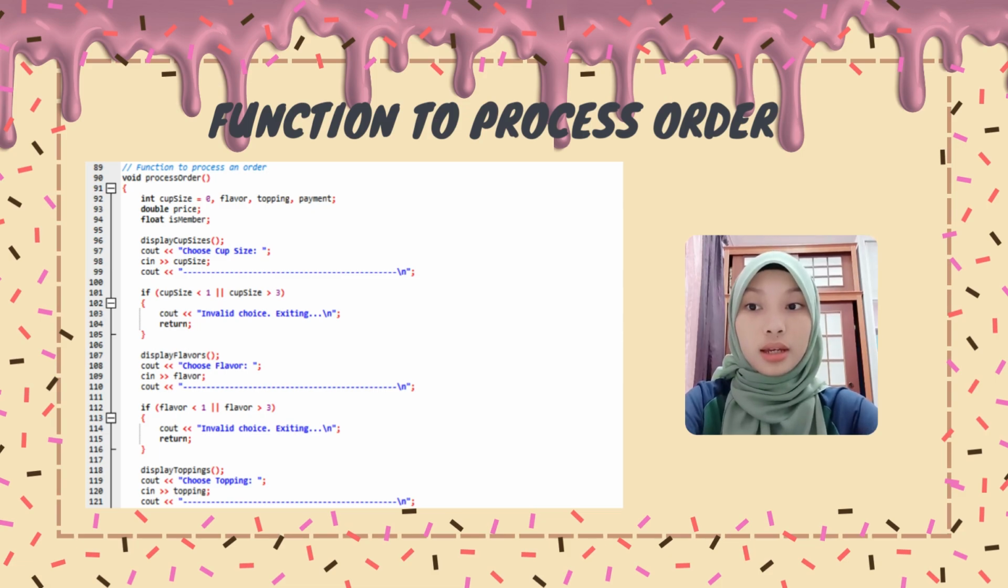So next, for the display topping, the system will display "choose topping", and the user needs to input the topping, which is 1 or 2. But if the user inputs an invalid choice, which is 3 and above, the system will display "invalid choice, exiting".